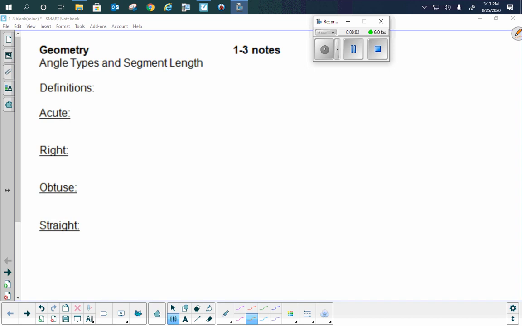Section 1.3 is about angle types and segment lengths. Lots of algebra coming up here, but these first four things I think you probably have already seen before, so we'll go through them real quickly. So, 4 types of angles. The first one, acute, is less than 90 degrees.